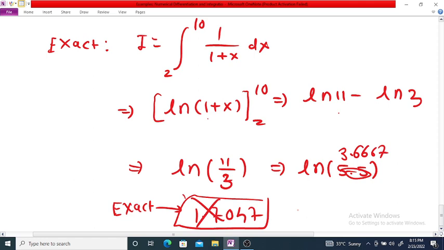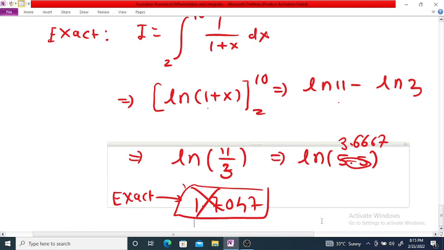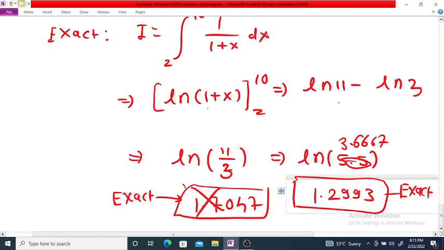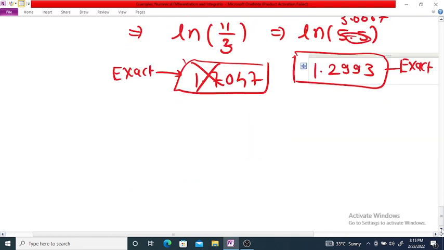ln of 3.6667 is 1.2993. Answer is what? Exact answer is 1.2993. This is the exact answer by using direct integration if we evaluate it.